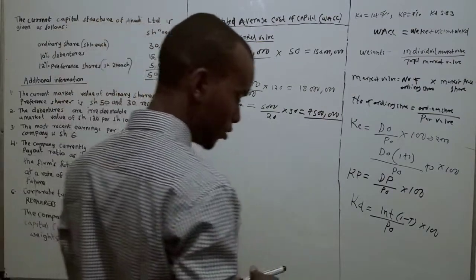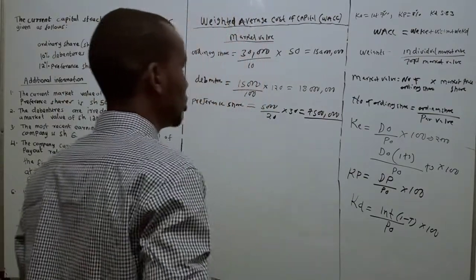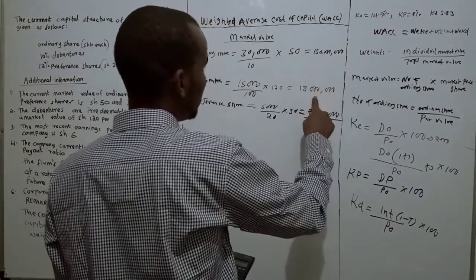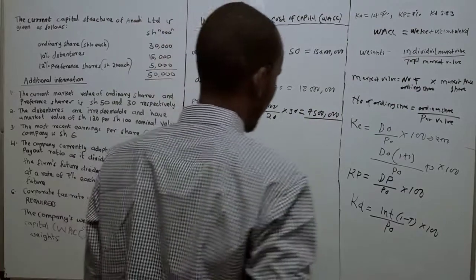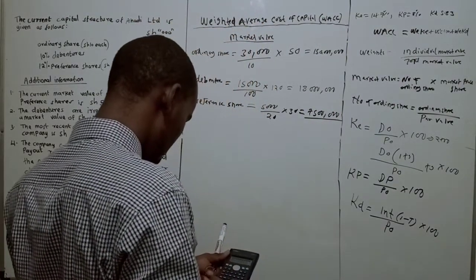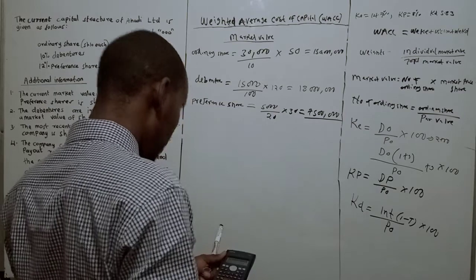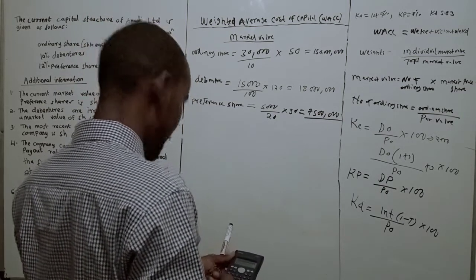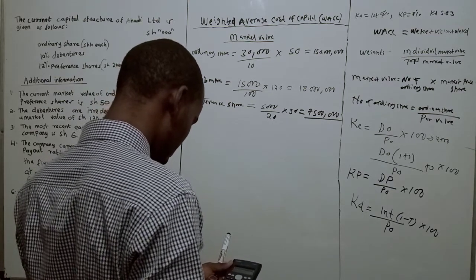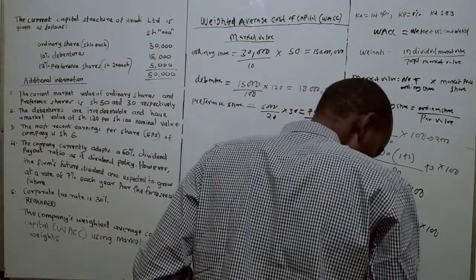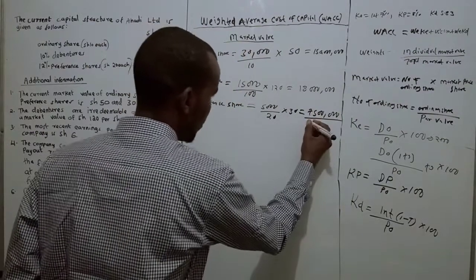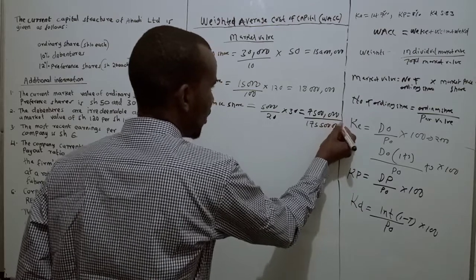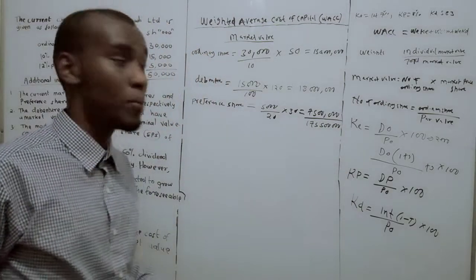Now we can get the total market value, which is 150 million plus 18 million plus 7,500,000. If I add these, I'm getting 175 million 500,000. That is the total market value.